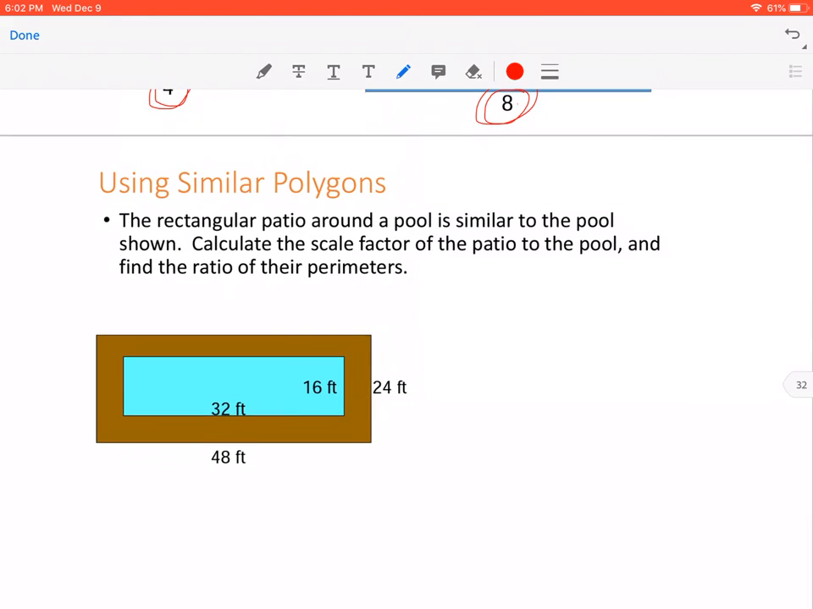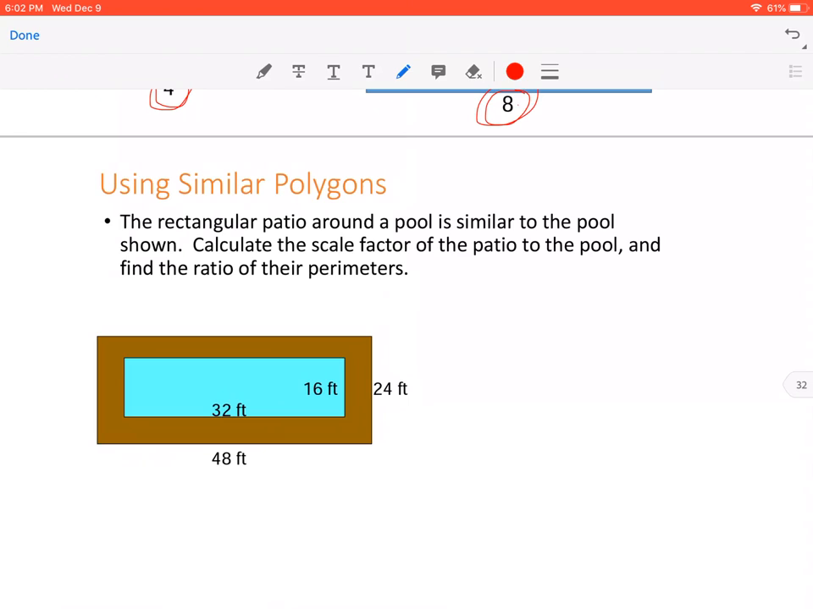All right. And again, look at this one here. The rectangular patio around a pool is similar to the pool shown. Calculate the scale factor of the patio to the pool. So the patio is the bigger piece. It's 24 here. The pool's the smaller piece. So if we did the scale factor of patio to pool, it'd be 24 to 16. You can reduce that. 8 goes into 24 3 times. 8 goes into 16 2 times. It's a 3 to 2 ratio.